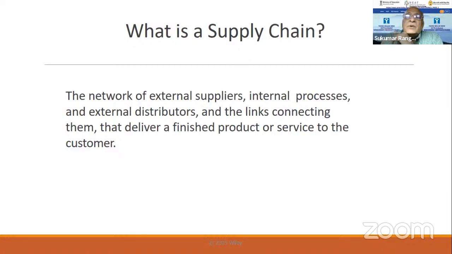You are the internal process. You have external suppliers, and you in turn have external distributors. Today, the concept of supply chain is to make QCD, quality, cost, delivery, strong at every level, right from the first stage to the last stage, which reaches the customer. The products and services which are needed. That is the cost of the supply chain.